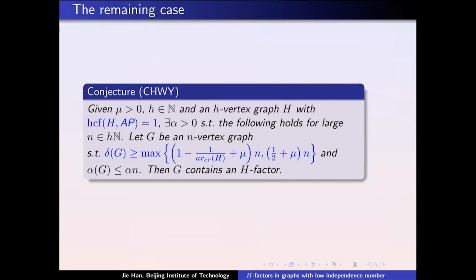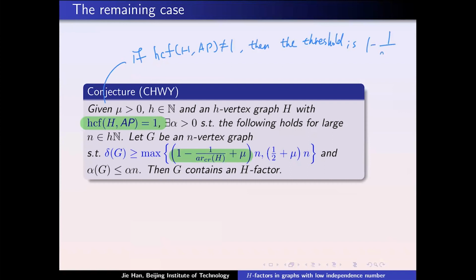So in summary, we believe this is enough for H such that the HCF of H equals 1. If this HCF function is not 1, then the threshold is one minus one over AR(H), which is done; we have proved it. So the only case where the threshold is possibly smaller is the one where we make a conjecture, and it could be replaced by a smaller number. Anyway, this is not blurry, and I don't think anything is crystal clear.